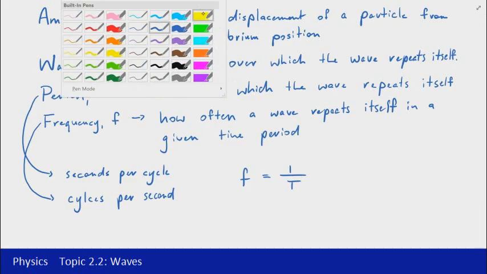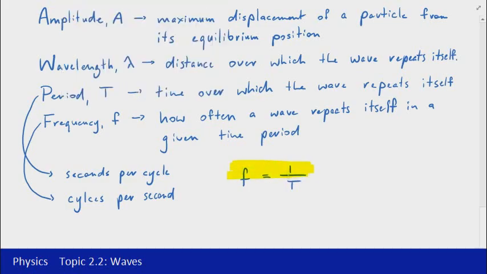Now that one is an important one, so I'm going to highlight it. It's in the data booklet, and so f is equal to 1 on T. In this case, we'd usually have time measured in seconds. And frequency then, note that we're saying that it's cycles per second. If we're talking about cycles, we're literally just counting. There's no measurement there, it's just how many, whether it's 1, 2, 3 or 4 or some fraction of that or some ridiculously large number.